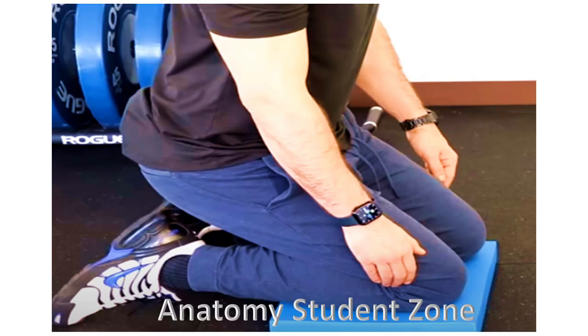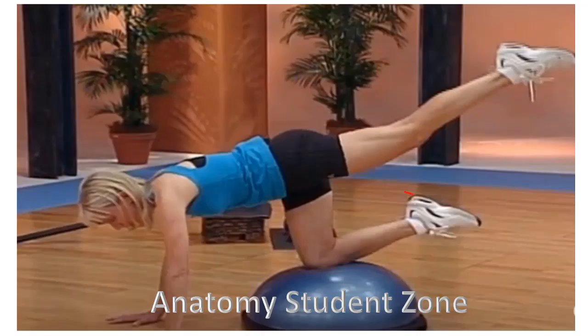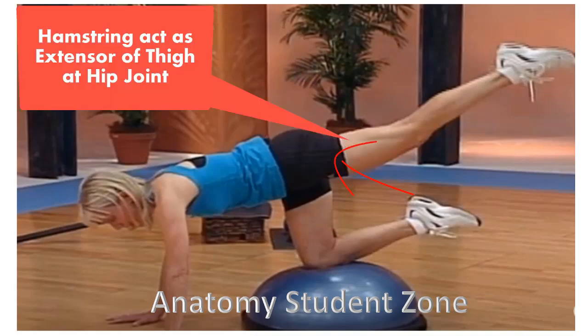Similarly, in other words, when we have full extension at the hip joint, at that time the hamstrings are acting as an extensor of the thigh at the hip joint. At that time the hamstrings are already shortened, so they can't further contract to act fully on the knee joint as a flexor. So they can't perform flexion at the knee joint when they are acting as an extensor at the hip joint.